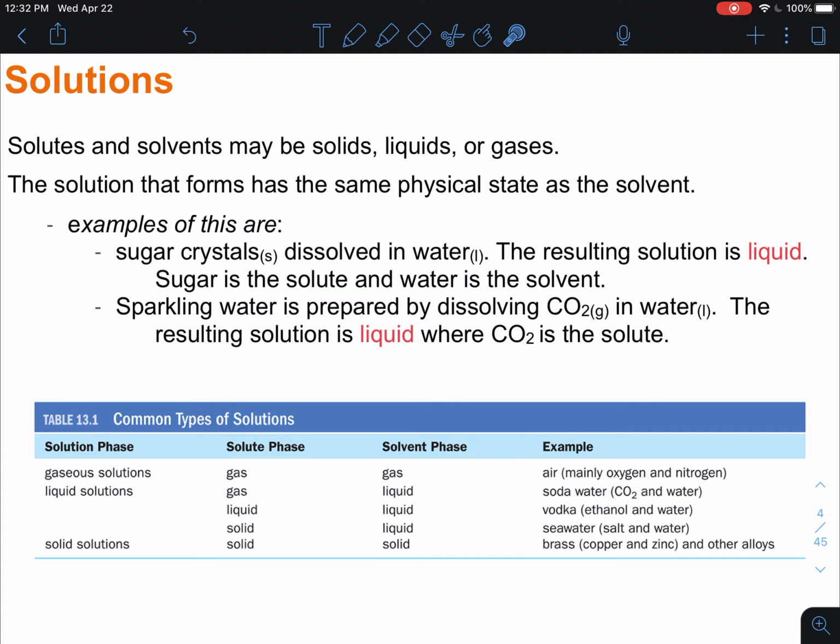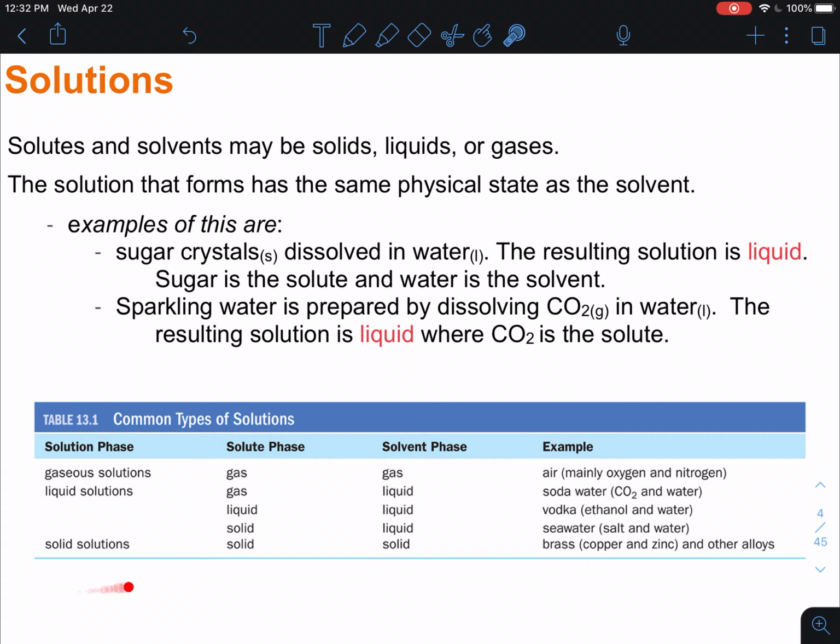Sparkling water is another example of a solution, but the difference between that and sugar water is the solute is in its gas phase, CO2, and the solvent, again, is liquid water. And here, again, the resulting solution is liquid.